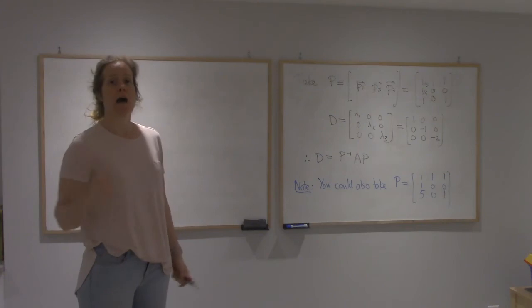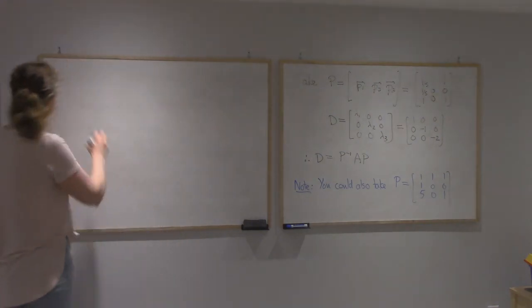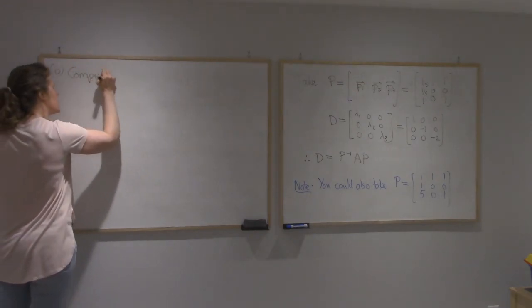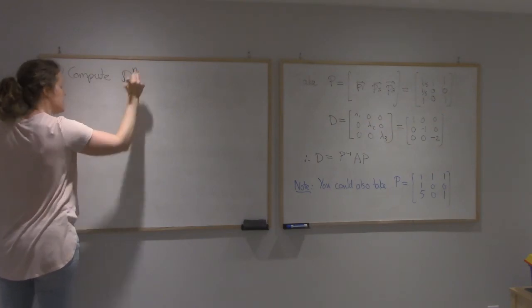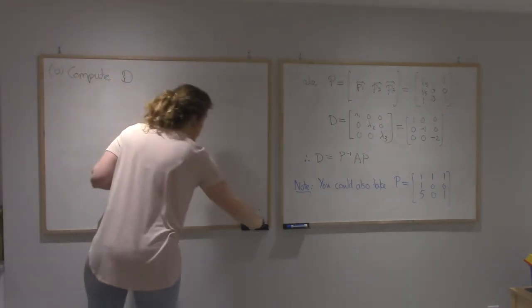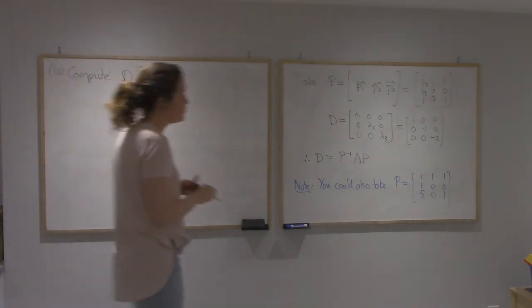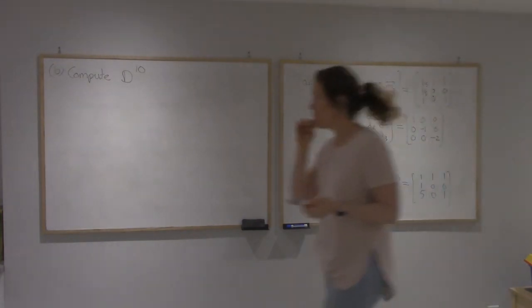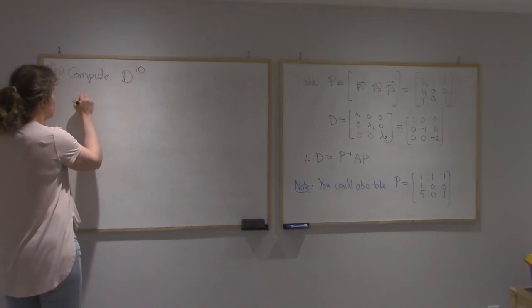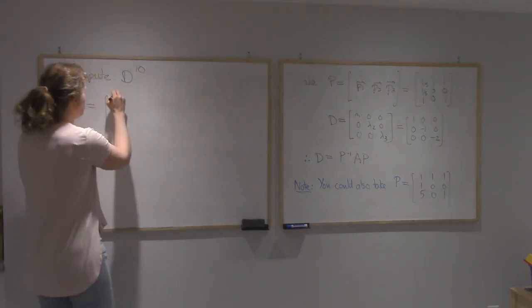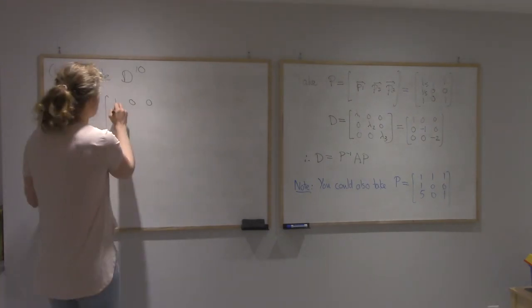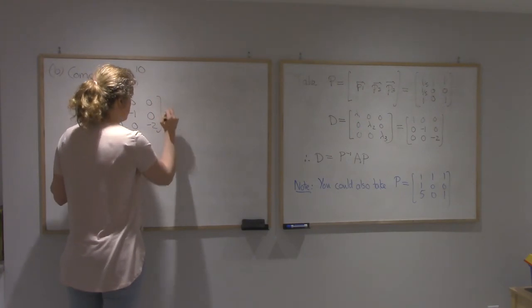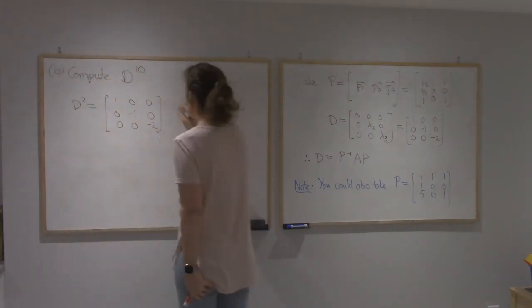Now in B, I'm asked to compute powers of D. It was D to the 10. All right, so D is pretty simple as a matrix. I want to see what happens when I compute powers of it. So let's start with D squared. D squared would be 1, 0, 0, 0, minus 1, 0, 0, 0, minus 2, times exactly the same matrix.